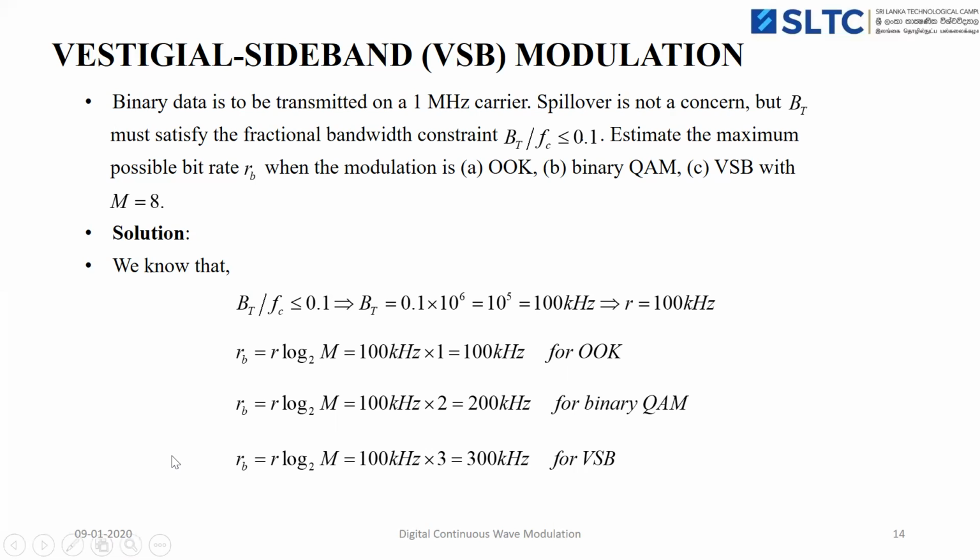And the last modulation, PSK modulation. For that modulation, the number of symbols M equals 8, as given in the problem. Substituting M equal to 8, we get 3 times R. So the bitrate equals 300 kilobits per second for PSK modulation.